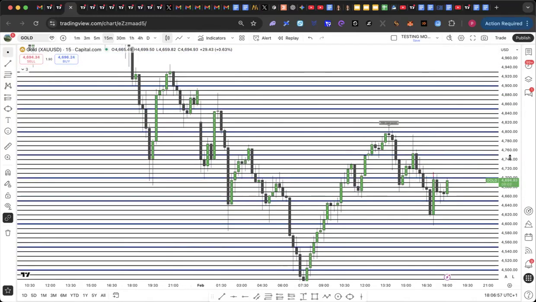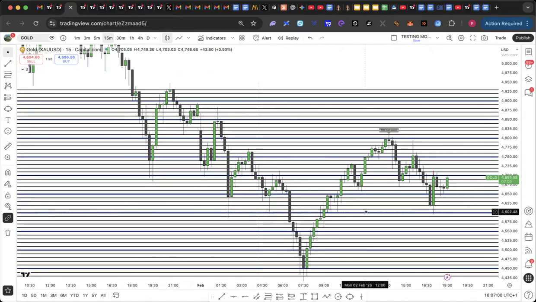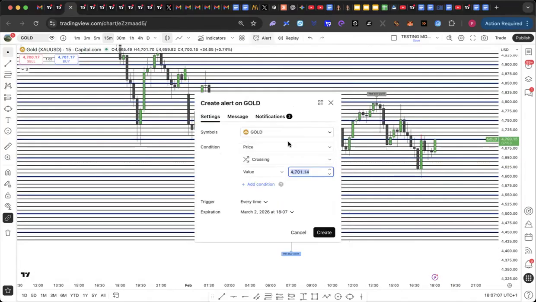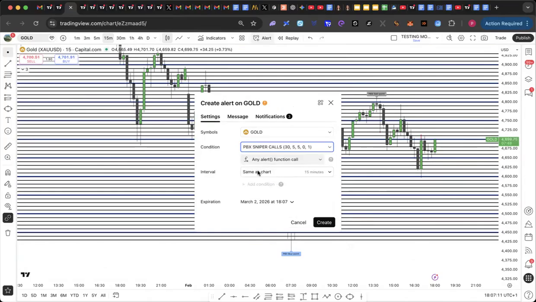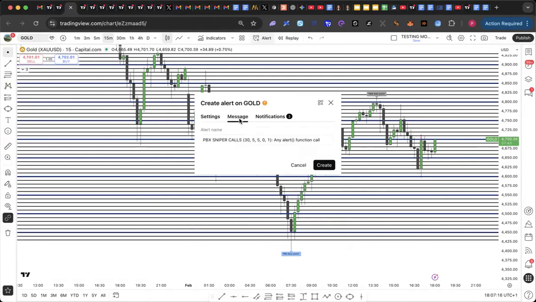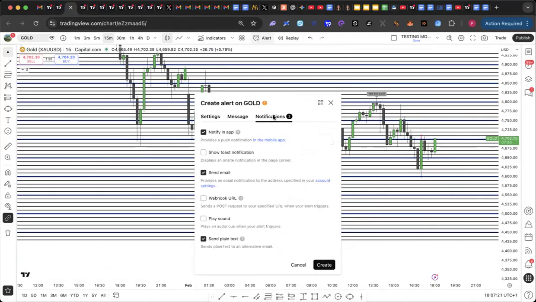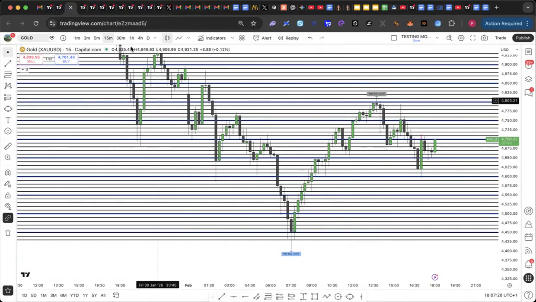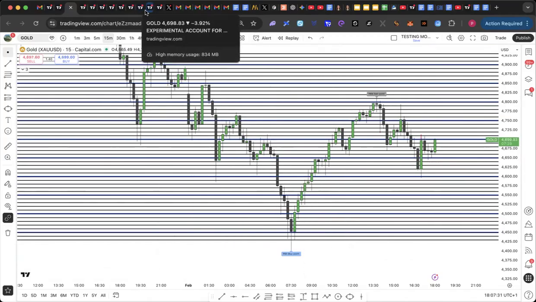Another thing is that you can set an alert for your timing since you take 15 minutes. So all you do is go to alert, then you set it this way, click here and put it there, and let it be on the 15-minute time frame. Come to message, just give it a name, then come to notification and put in your email and all of that. Then create. Once you create that alert, the alert is going to come to your email.